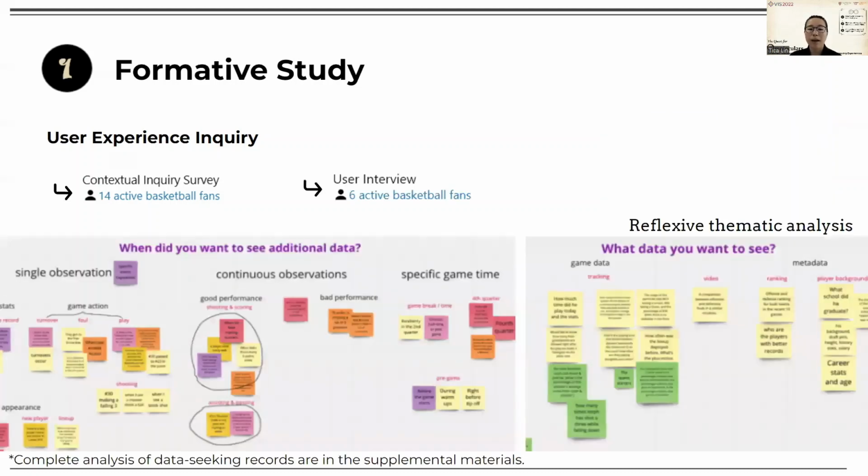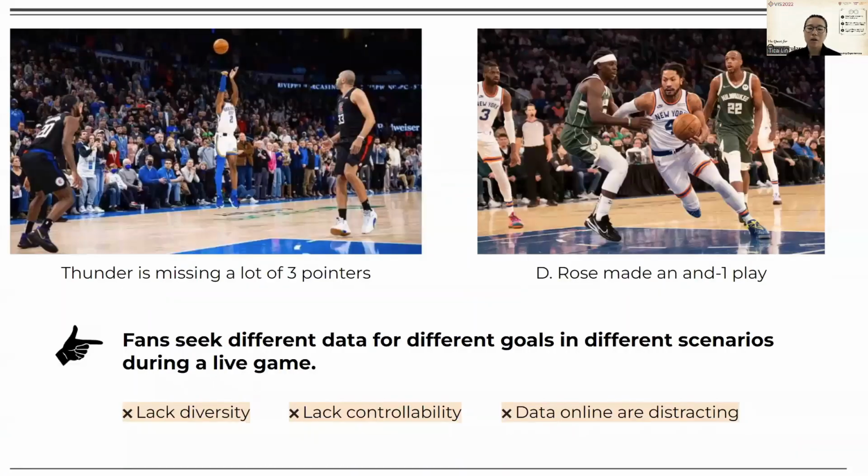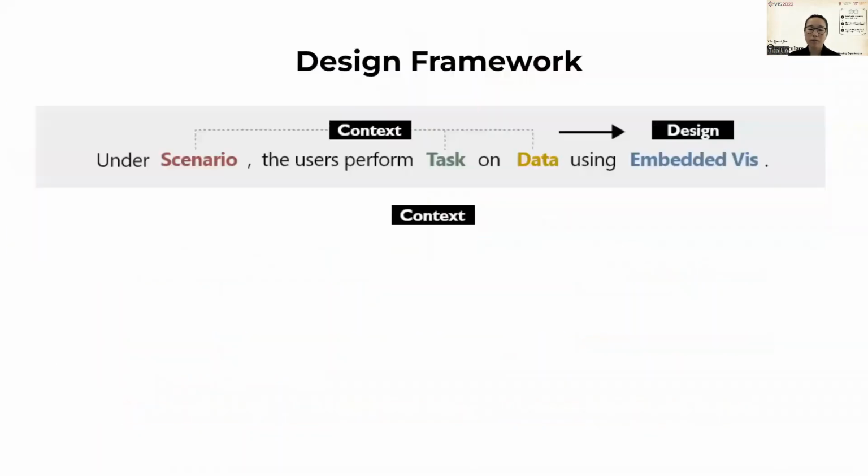We further interview 6 fans on their game watching experience and record them watching an old game and think aloud. So in total, we collect 103 data-seeking moments from fans and perform thematic analysis. So in conclusion, we found that there are diverse game contexts where fans want to look up different data, and current data provided on TV lack diversity and controllability, and looking up data online is distracting. Therefore, to tackle this problem, we propose to design embedded visualization in the game videos.